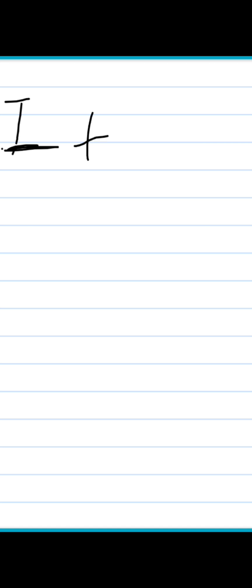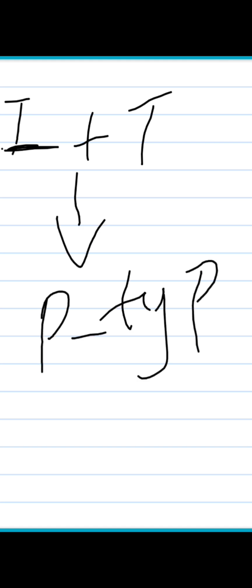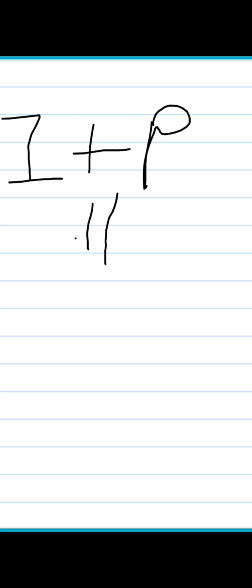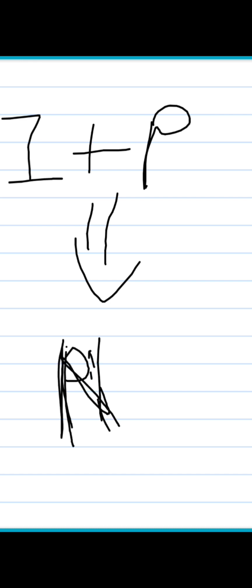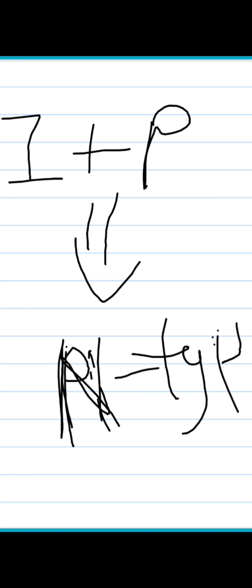So it's like this. If you take an intrinsic semiconductor, that is I, and you add a trivalent element, you will get a p-type semiconductor. If you take an intrinsic semiconductor and you add a pentavalent element, you are going to get an n-type, because that pentavalent is negative. You have an n-type semiconductor. So that is what we are trying to say here. Is that clear? All right.